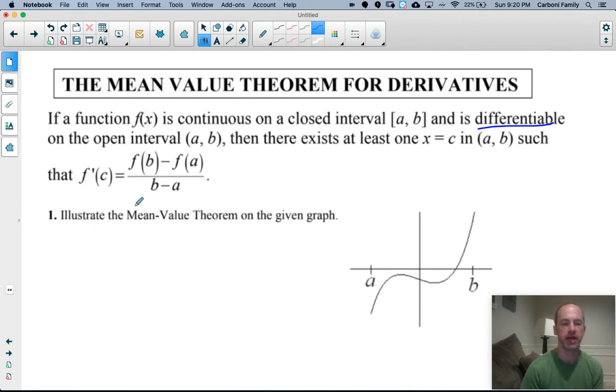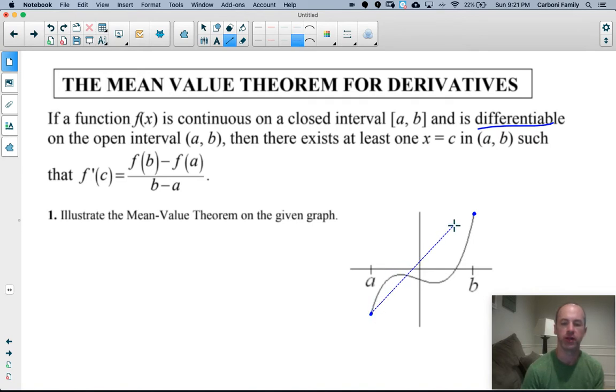And so the first thing I think is helpful is if you illustrate this on a graph, and notice this little sketch I have right here is continuous and differentiable from a to b. And if you look at this equation, this right side, f of b minus f of a over b minus a, you should recognize that as just your old-fashioned algebra 1 slope. So whatever the slope is from a to b.